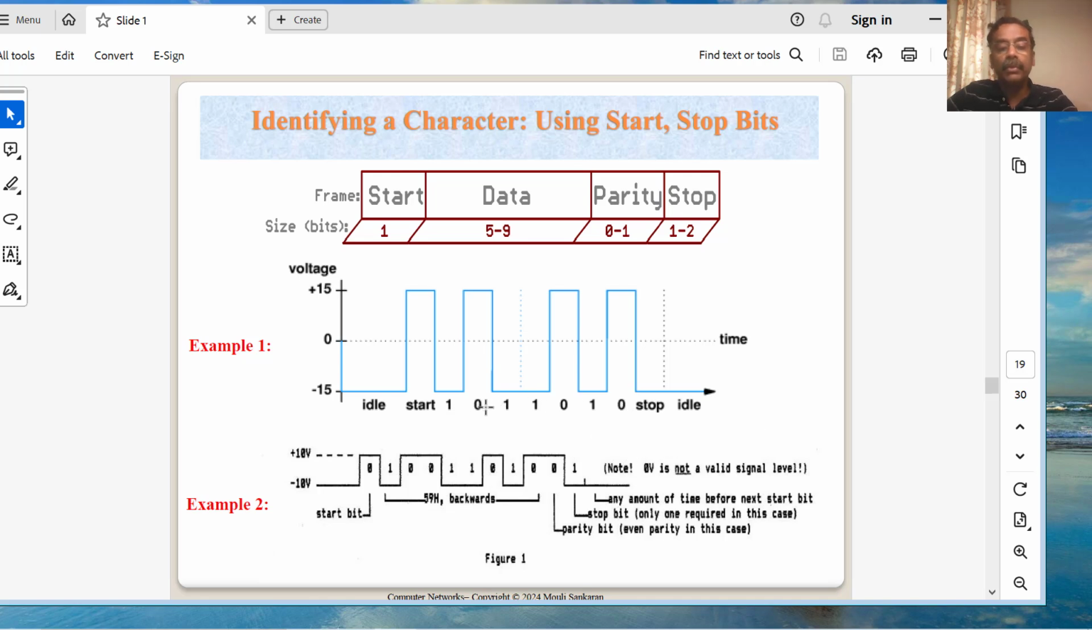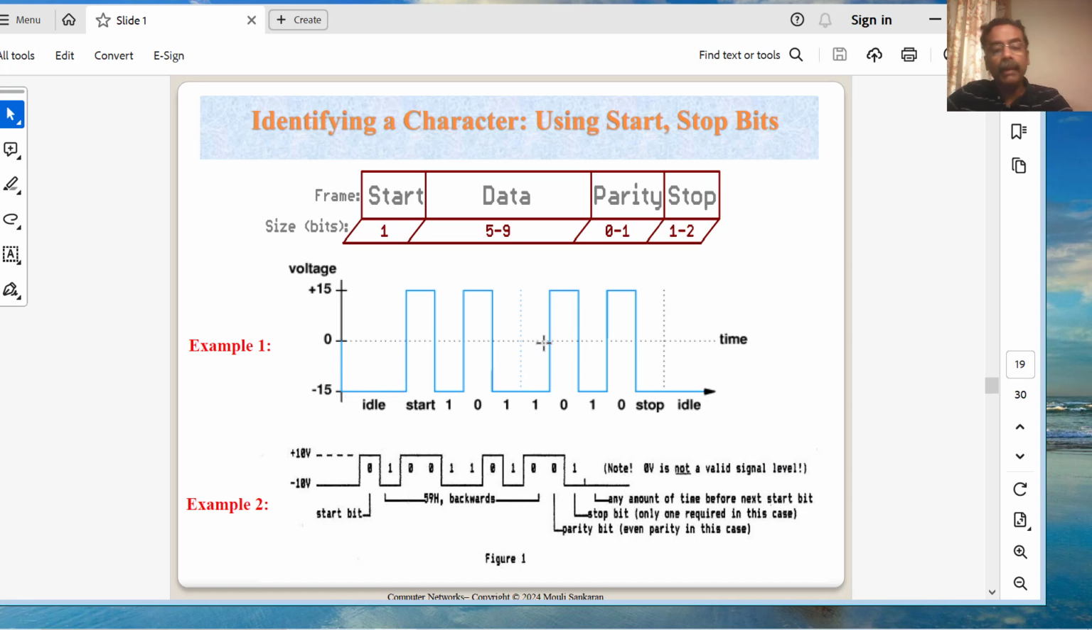So how many bits are there? 1 2 3 4 5 6 7 bits are there. So data bits can be anywhere from 5 to 9, so 7 is a valid number of data bits. Then the stop bit is decided as only 1 bit wide, so it is 1. After that it is idle, and this is also idle.